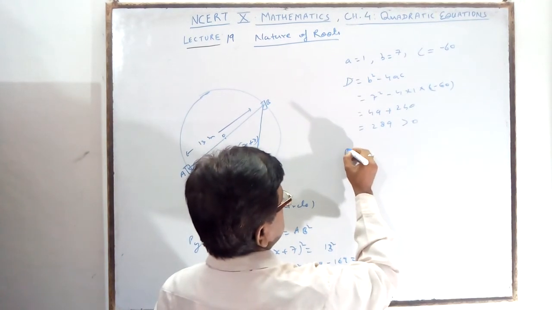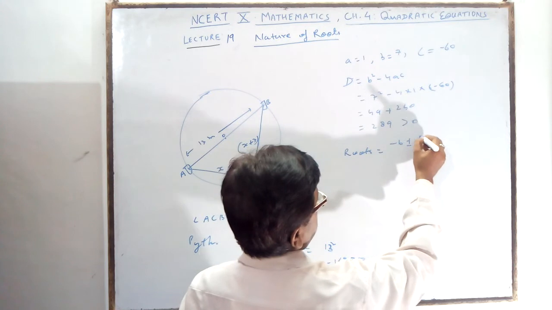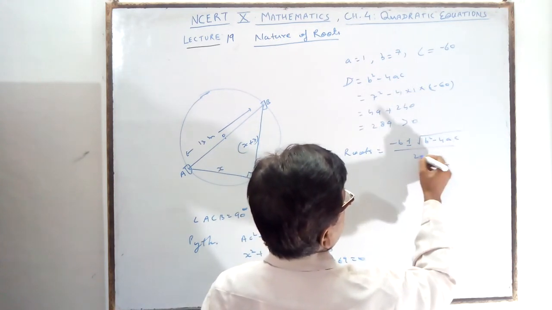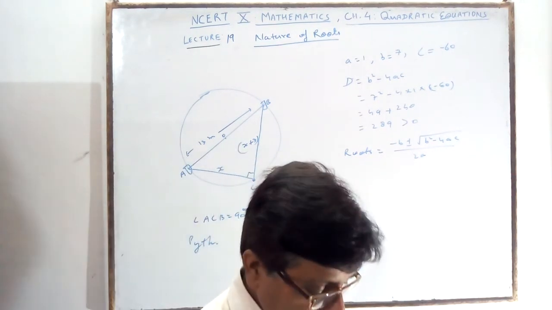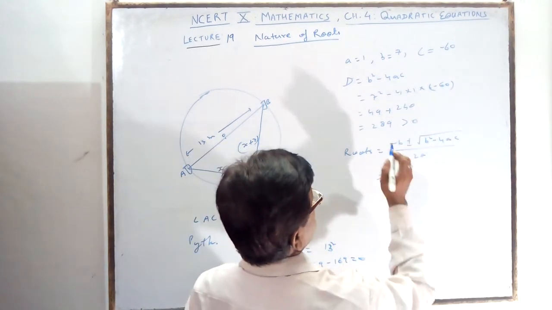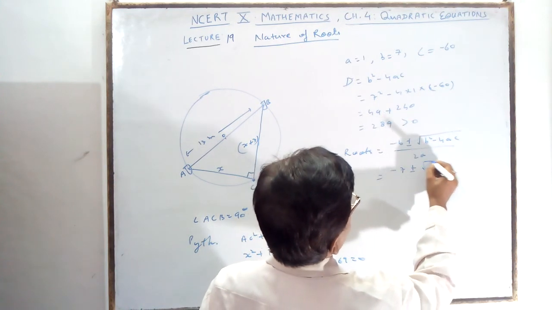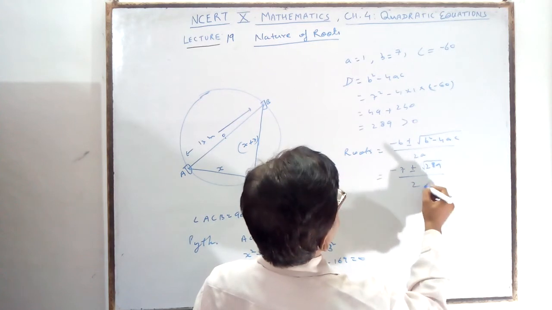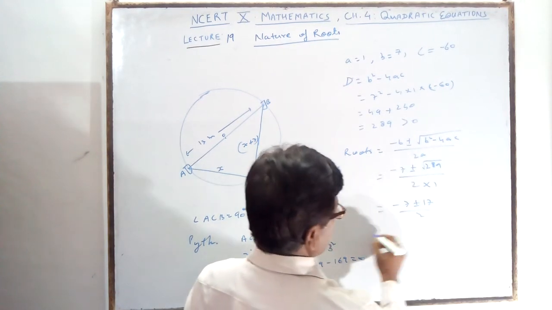So what are the roots? Minus b plus minus under root b square minus 4ac by 2a. Many times you write and repeat. If you write and repeat many times, then you can learn the formula without learning it separately. Root of 289 you will write, don't put the values of a, b, c here, and here 2 into 1. Minus 7 plus minus 17 by 2.